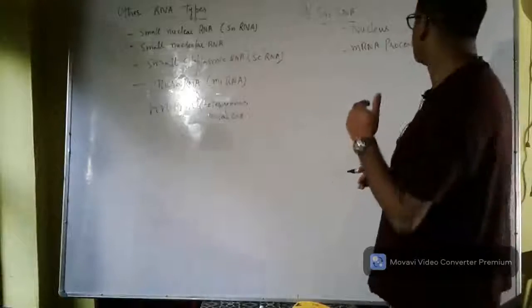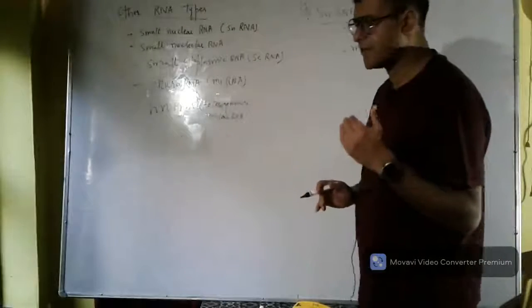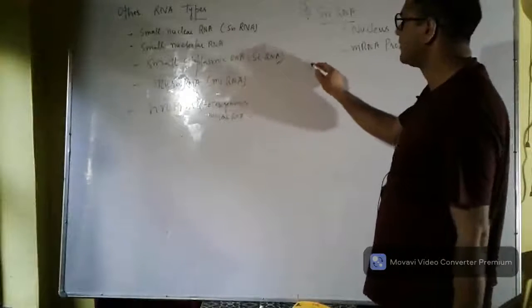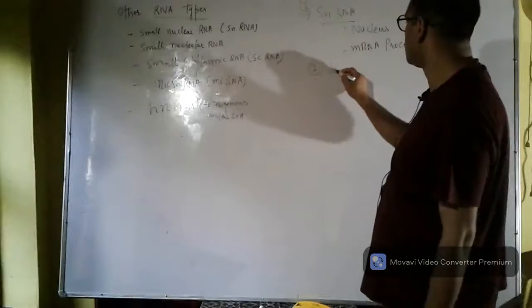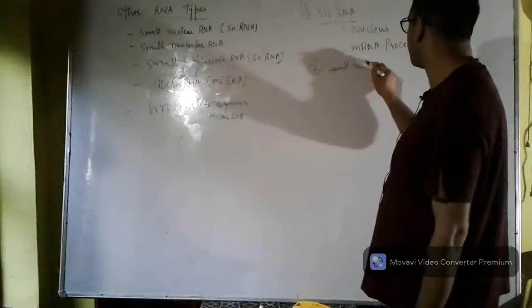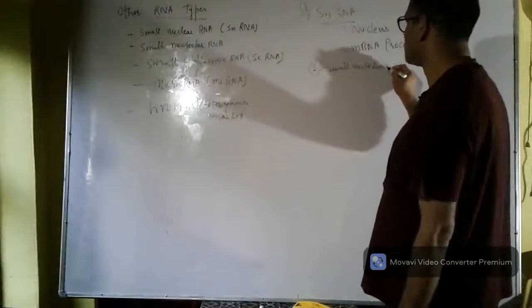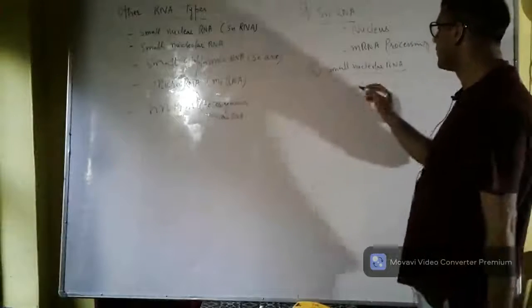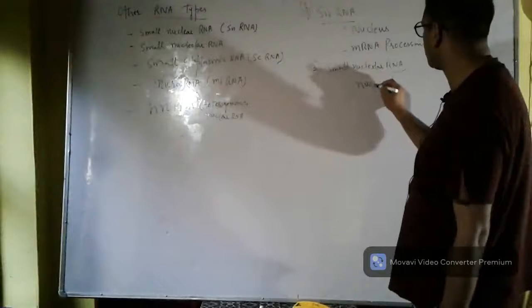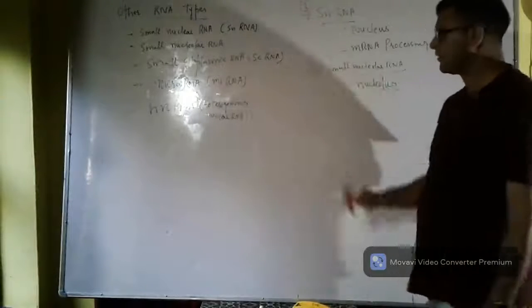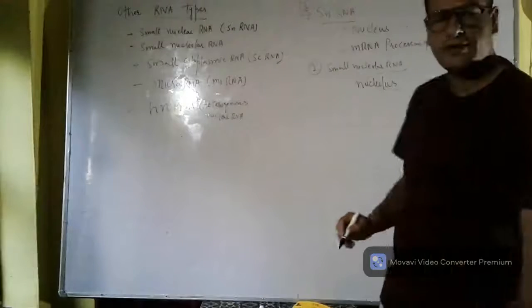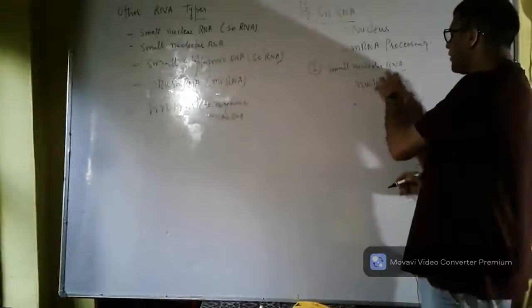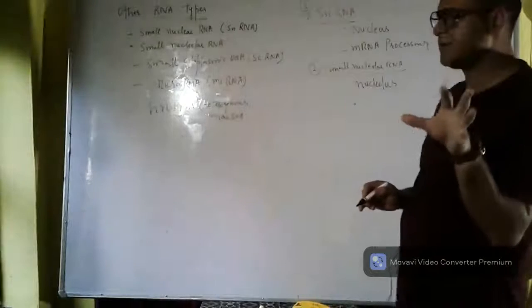That means it is involved in post-transcriptional processing of mRNA. Then we have got another one, that is small nucleolar RNA. This small nucleolar RNA is found in the nucleus, in the nucleolus. And this small nucleolar RNA is also small in size, as the name indicates.